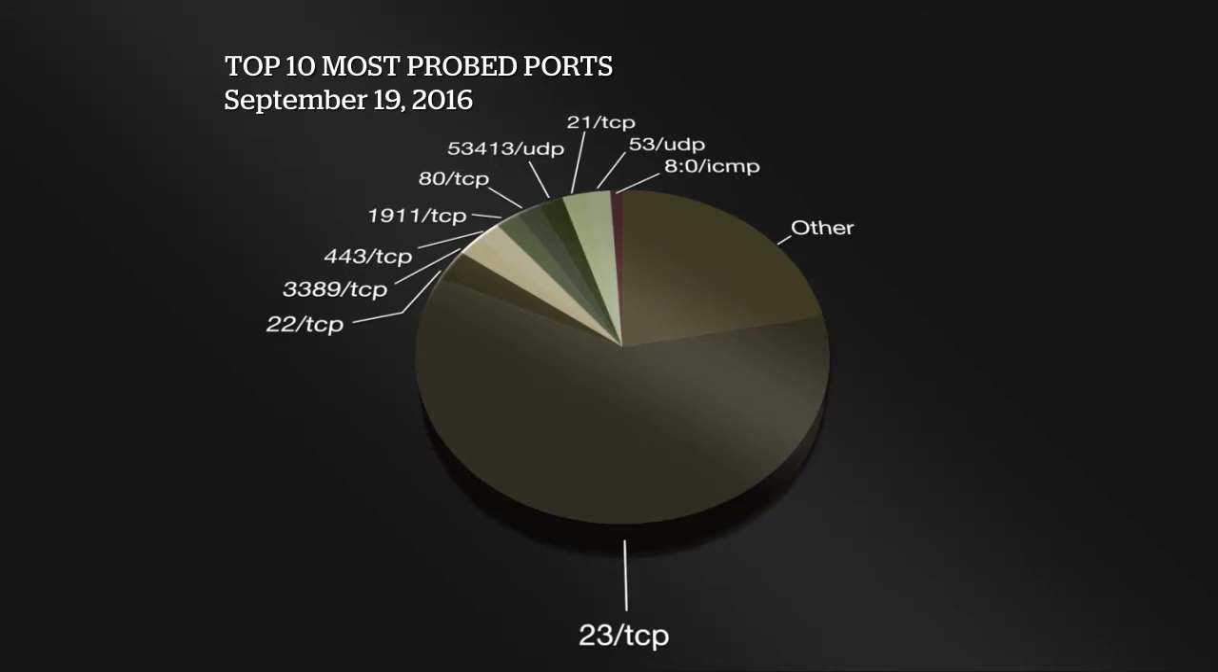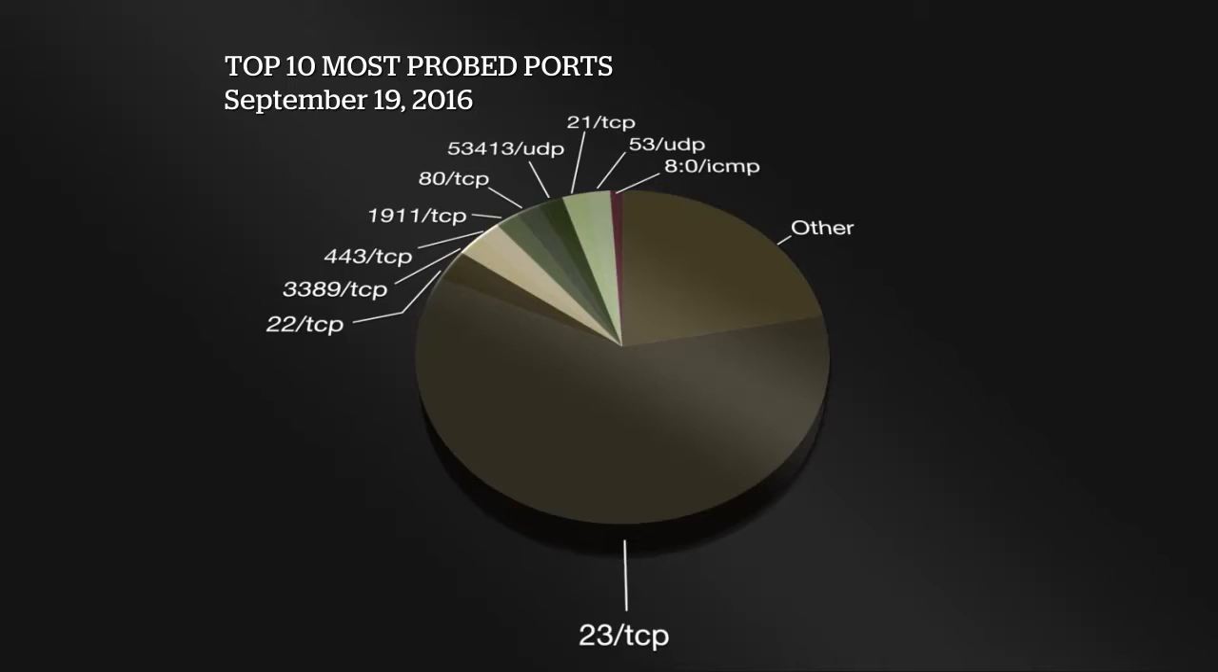And then we have 53413. That's the backdoor associated with Netis home routers, building botnet activity around that. And then followed by port 21 TCP. We are going to take a look at that one a little bit later on, not in terms of probes but in terms of the number of sources. A little bit of interesting information on that one. And then followed by port 53 UDP, that's probing around for DNS servers.